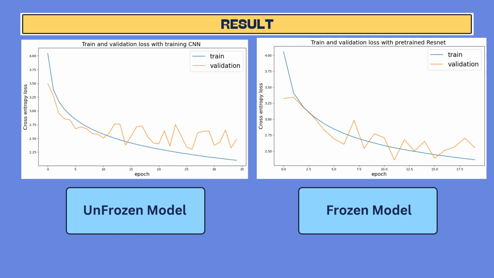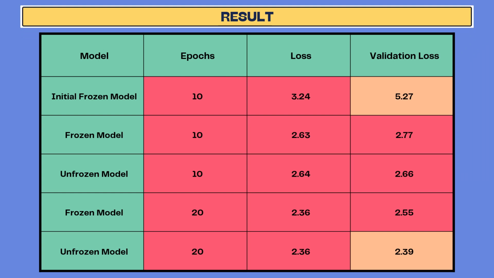So if we care about time constraints, we are going to use the frozen model. But if accuracy and the BLEU score are important for us, we can sacrifice the time and use the unfrozen model. I only used 20 epochs as I had a limitation of using GPU on Google Cloud.